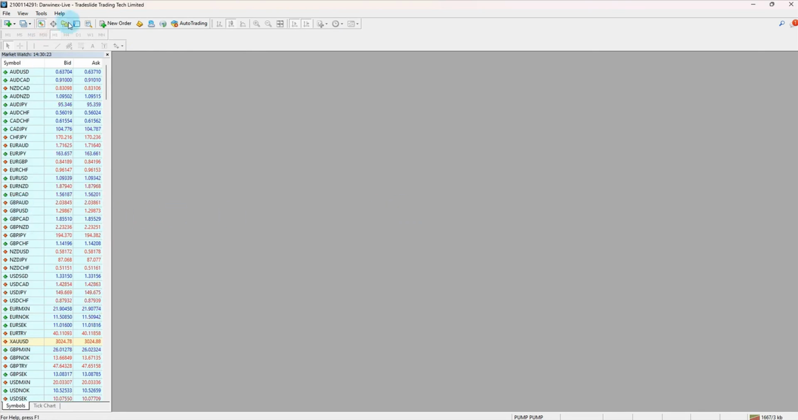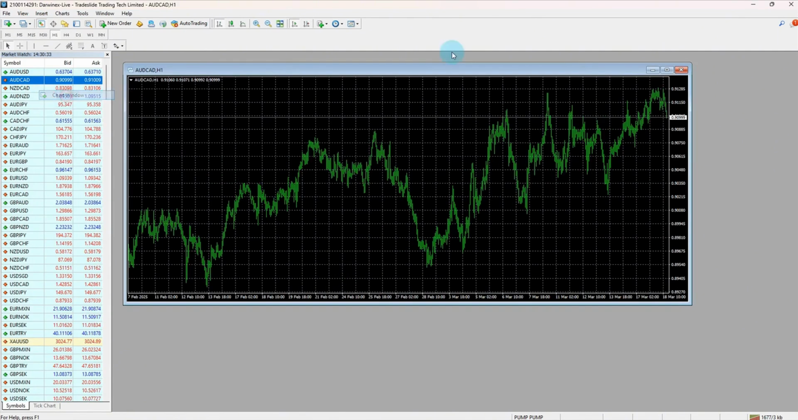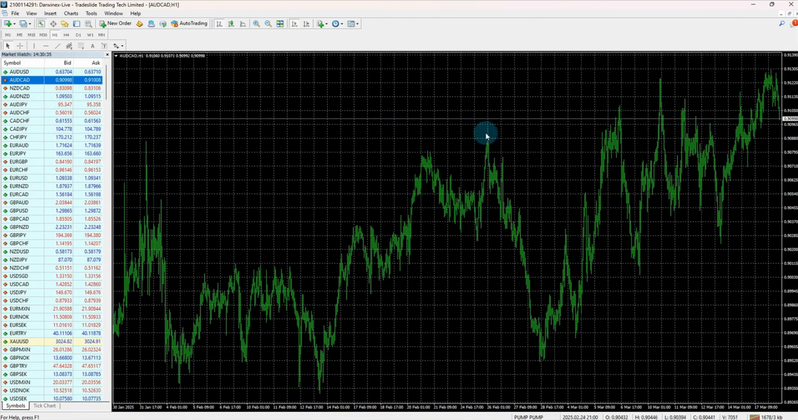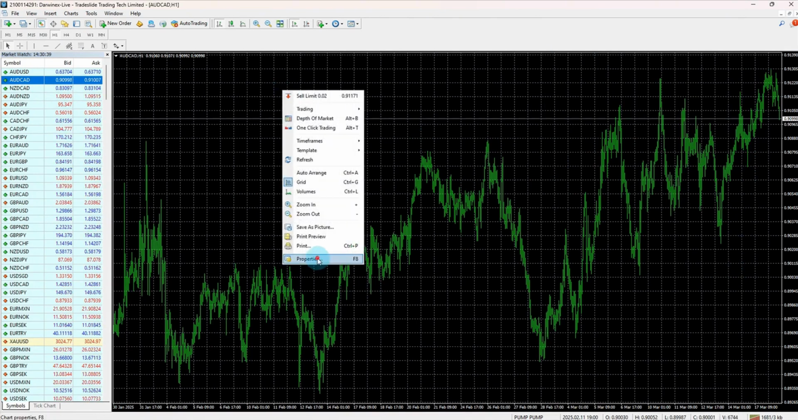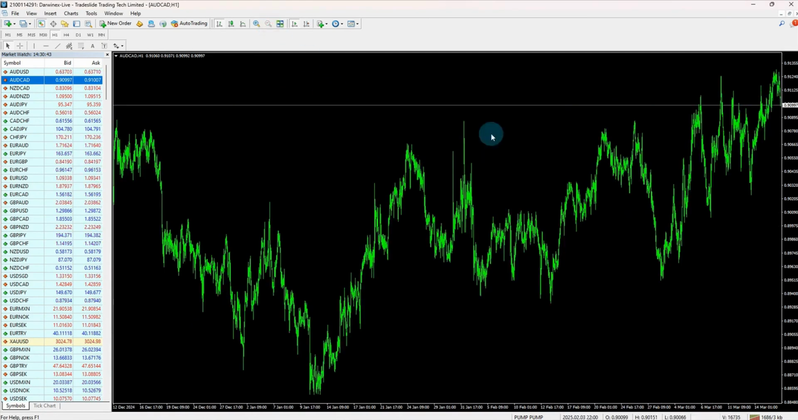So now we go to select an asset. Here we have the Market Watch tab. Let's take for example, the Australian dollar against the Canadian dollar. Open this price chart. We see that here we have quotes for this currency pair.